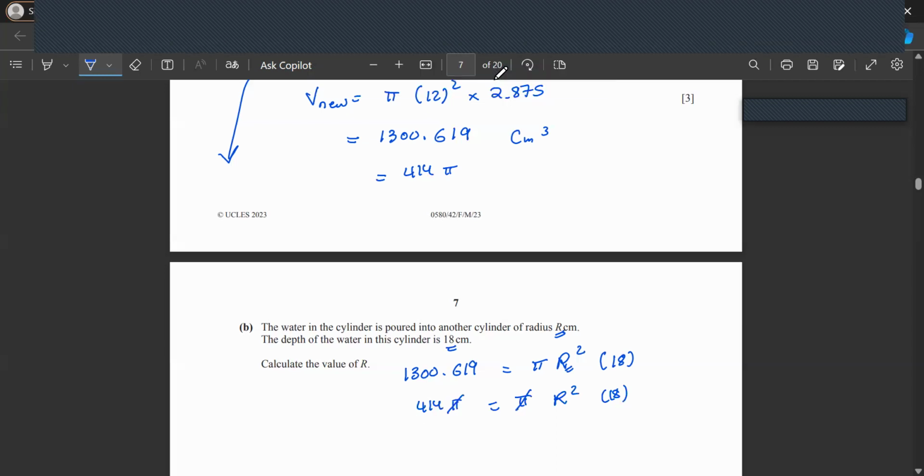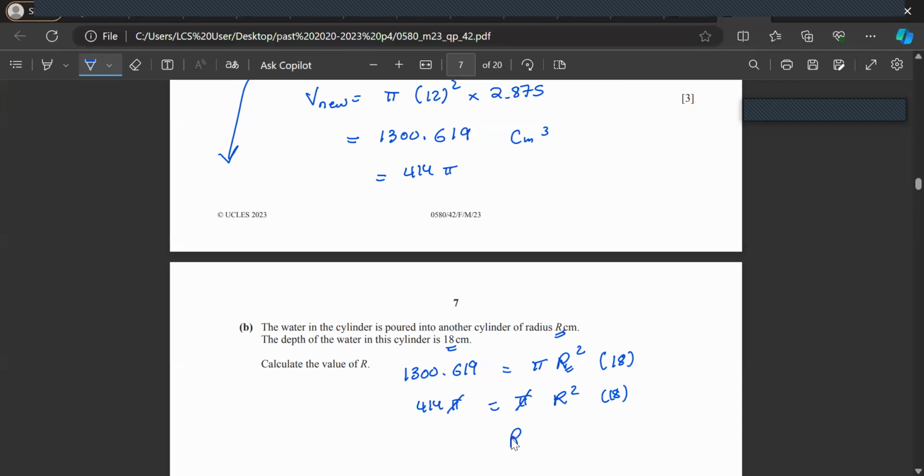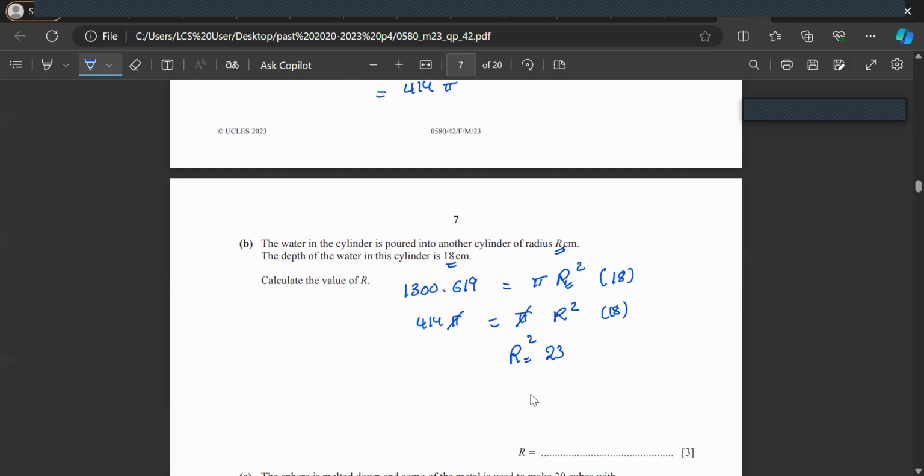So 414 divided by 18, I will get r squared equals 23. Then do what? Take the square root. So the square root of 23 equals 4.796.